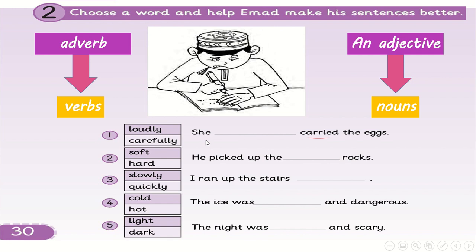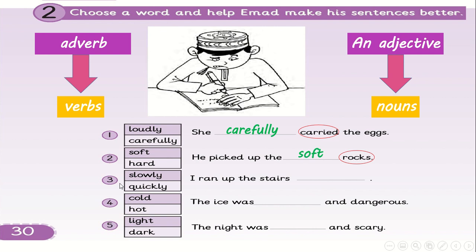Okay, so she carefully carried the eggs. And here we have the verb carried, so we have to add an adverb. Okay, he picked up the soft or hard rocks. Which one do you think? And here we have rocks, and rocks is a noun. So here we have adjectives, either soft or hard. We will choose soft rocks.